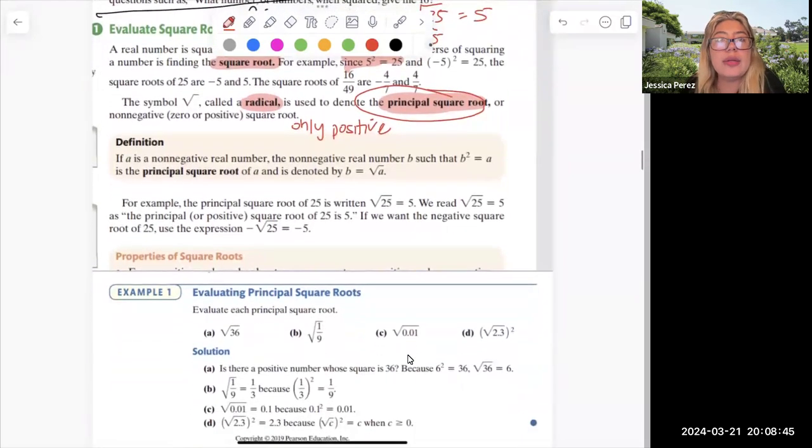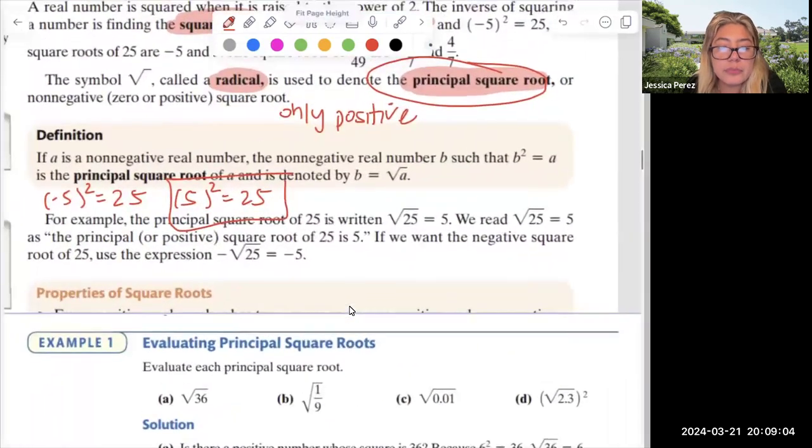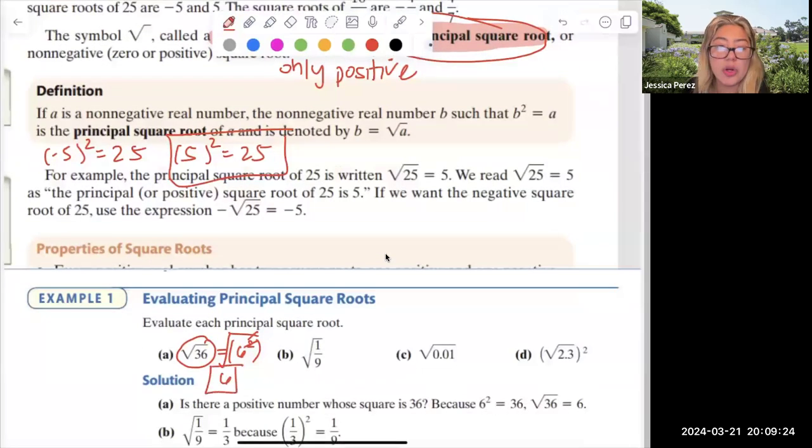So on example 1, they're talking about evaluating the principal square root. So they only want the positive answer, because -5 squared is 25, but 5 squared is also 25. They only want the 5. They only want the principal square root. So on letter A, what's the square root of 36? If you punch that in your calculator, or we know that the square root of 36 is the same as 6 squared. The square and the square root will cancel, and your answer will be positive 6. 6 is the square root of 36, and they want the positive number only.